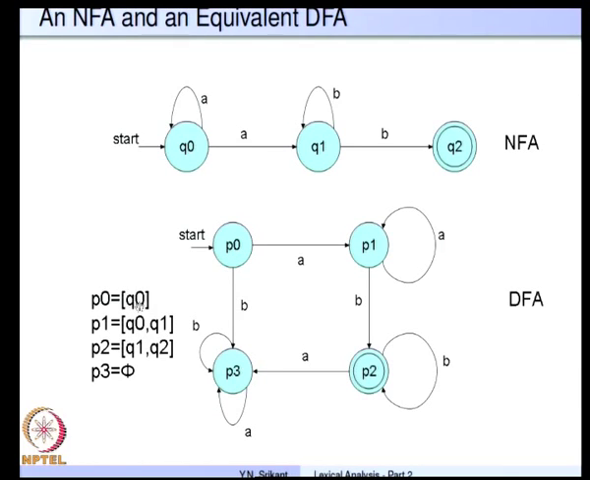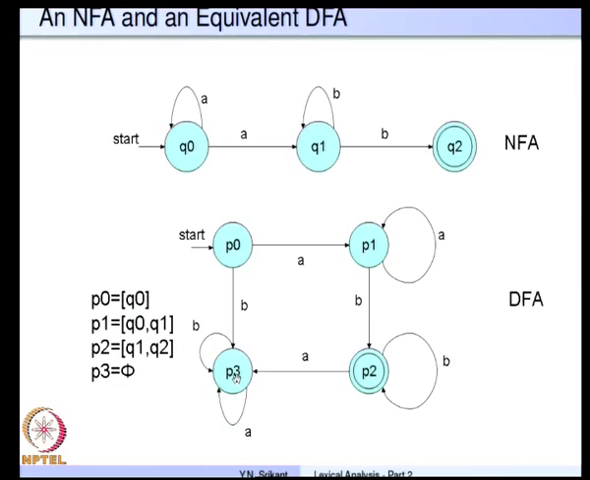And from each of the states in this set, we find out the transitions that the NFA would make. In this case, from the state Q0, the NFA makes a transition to either state Q0 or to state Q1. So, the state Q0 comma Q1 in a combined fashion becomes the new state of the DFA. So, from P0 on A, we go to P1, which is a combination of Q0 and Q1. Now, from P0 on B, let us see what happens. From Q0 on B, there is no transition, which means there is an error. So, from P0 on B, we go to an error state, which is called phi. So, P3 is phi.